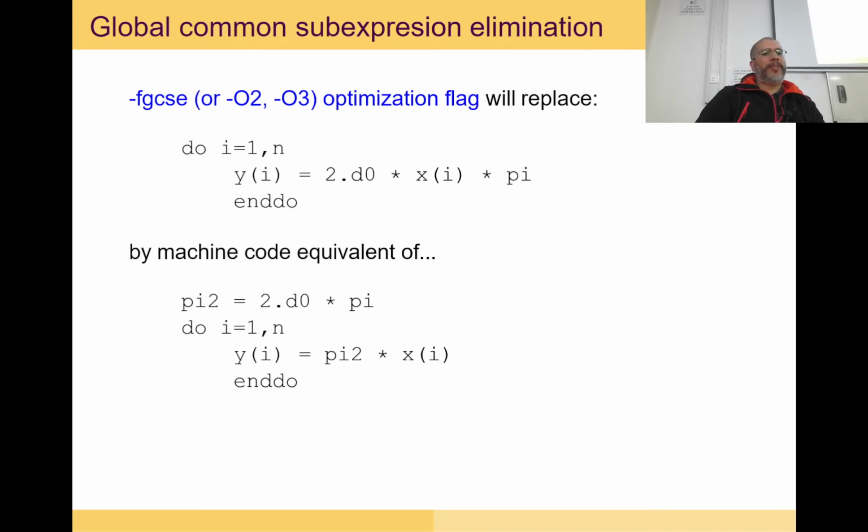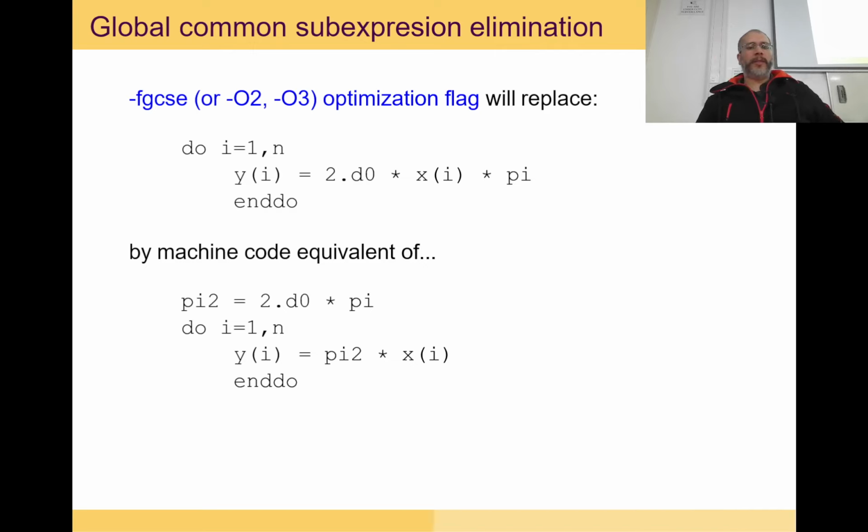So the GCSE flag will take care of that. It will try to figure out situations where you have something like this. It will evaluate a different variable, I've just shown that with pi 2, but it will have another variable. It will calculate that 2 times pi separately first and then multiply that with x_i inside the loop. So this is what the machine code will look like, whereas your code may actually look like what it looks above. If you switch on this flag, it will look for these situations and save some time with this optimization.